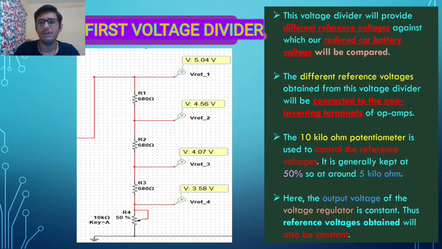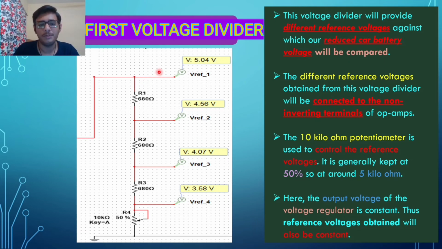This voltage divider will provide different reference voltages against which our reduced car battery voltage will be compared. The different reference voltages obtained from this voltage divider will be connected to the inverting input terminals of the respective op-amps. The 10 kilo ohm potentiometer is used to control the reference voltages. It is generally kept at 50%, so 5 kilo ohms. Here, the output voltage of the Zener diode voltage regulator that is connected here is constant. Thus, the reference voltages thus obtained will also be constant.